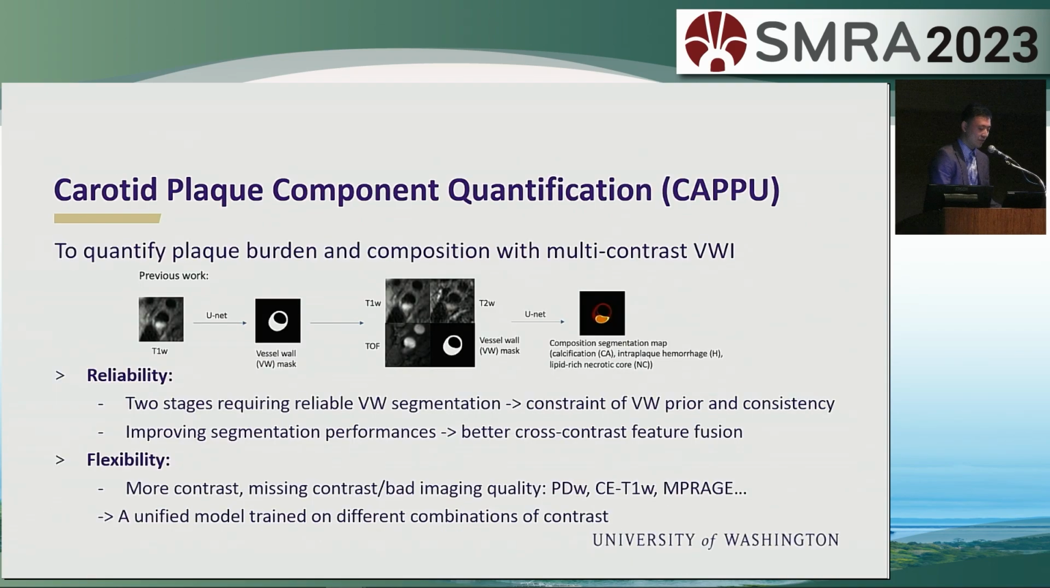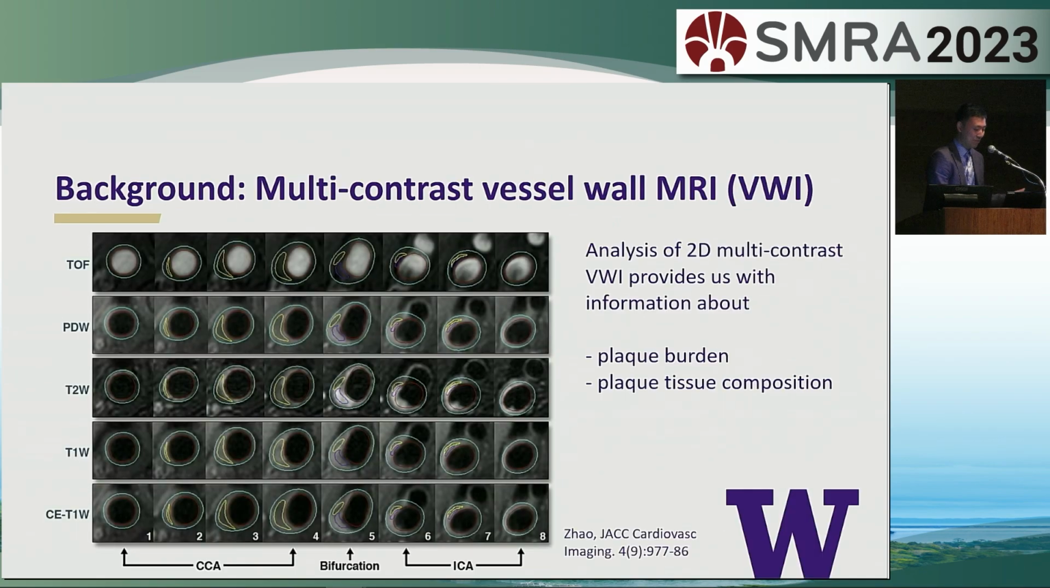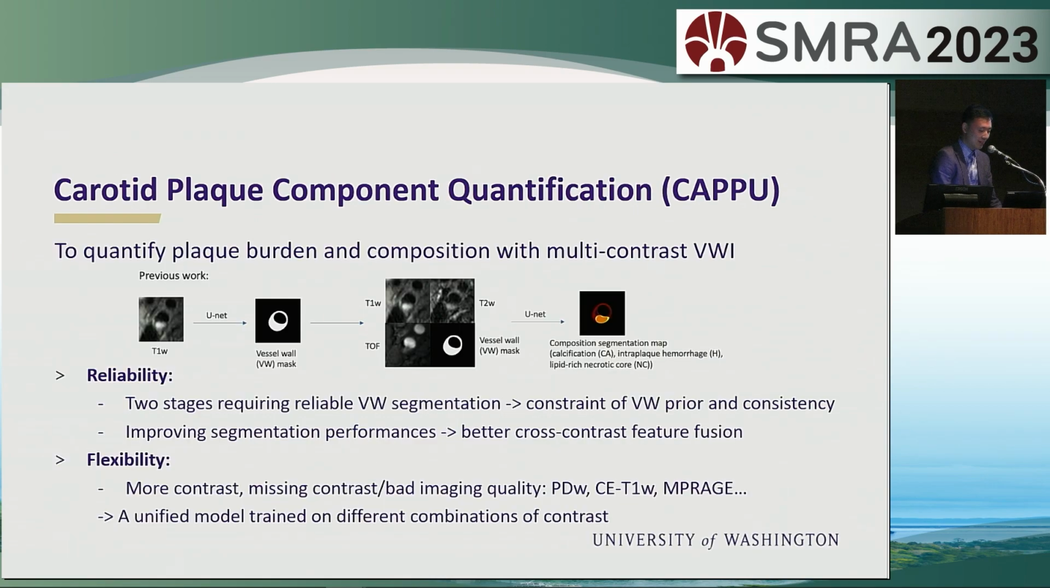So in order to help facilitate this extensive analysis of multi-slice, multi-contrast vessel wall imaging, we're trying to use artificial intelligence to facilitate this process and also to quantify plaque burden and the composition at the same time.